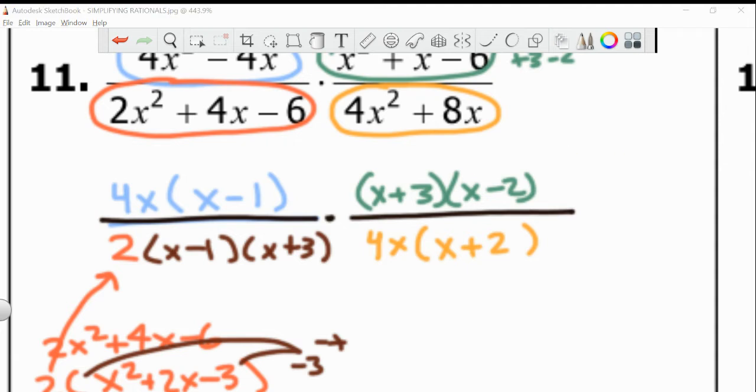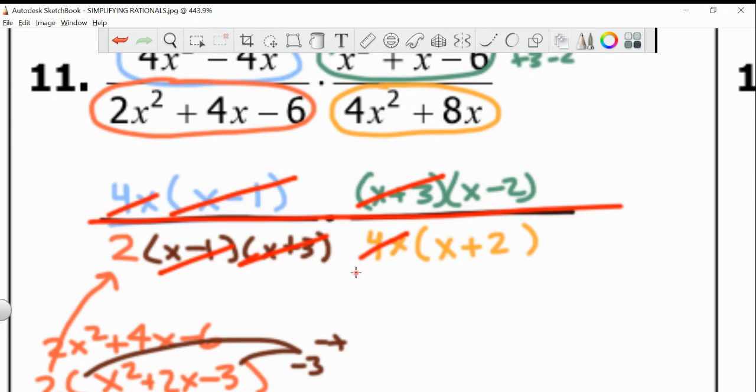Here's the new stuff. Fruit Ninja. What do you see that's in common? Somebody shout out something we can cross out. X plus 3, x plus 3. Can we really cross these out if they're on opposite sides? Yes. Yes, we can, because it might as well just be one fraction. X minus 1, x minus 1. Anything else? 4x and 4x.